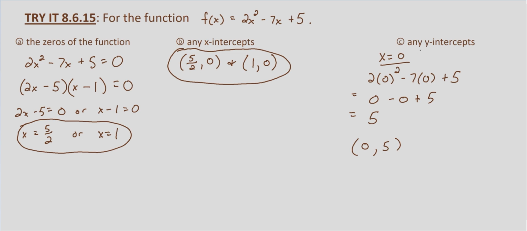And then to find the y-intercept, we substitute x equals 0 and simplify. And then our y-intercept is going to be 0, and then whatever we determined the value of the function is when x equals 0, in this case 5. (0, 5).